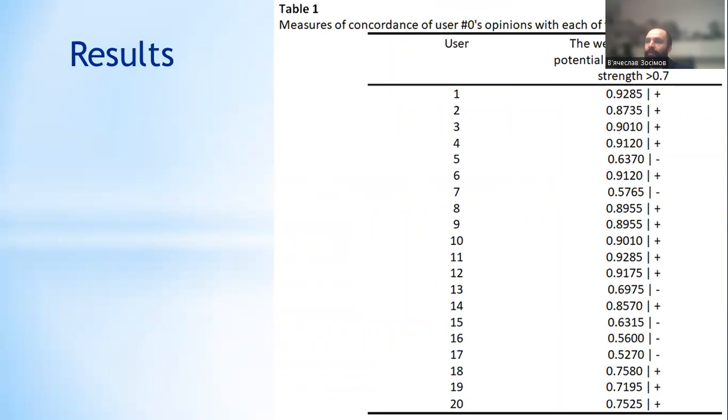For comparing the results of the coherence of experts' opinions using the method described above, a data sample was used in which 20 users evaluated 20 web resources based on the quality of presented information and ease of use. For each potential expert paired with user 0, a measure of consensus of opinions was calculated. You can see it in Table 1 on the slide.